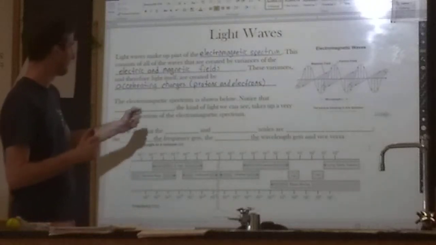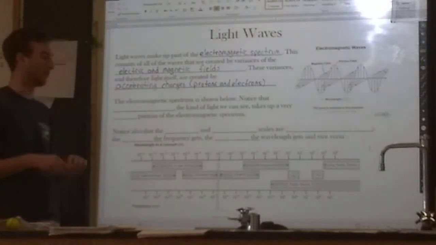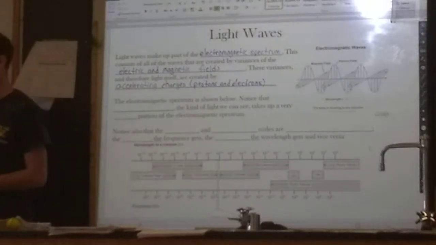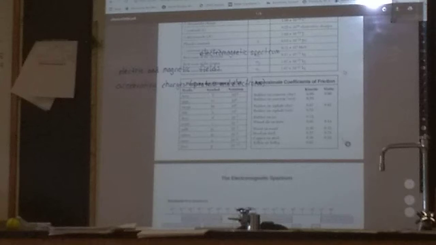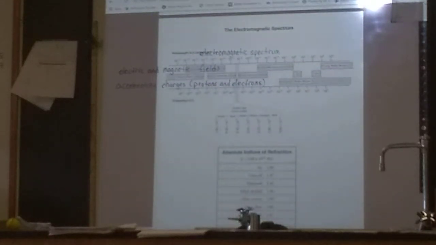Okay. Anyways, the electromagnetic spectrum is shown below. This is on your reference tables. I'll show you the same exact picture is on your reference tables. I'll show you right where it is. If you go to the reference tables, here's the front. It's on the second page. Okay, we're looking at this right here.